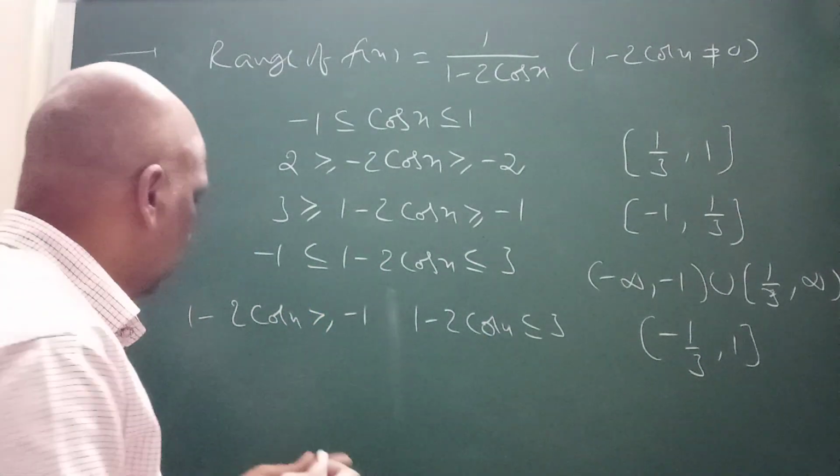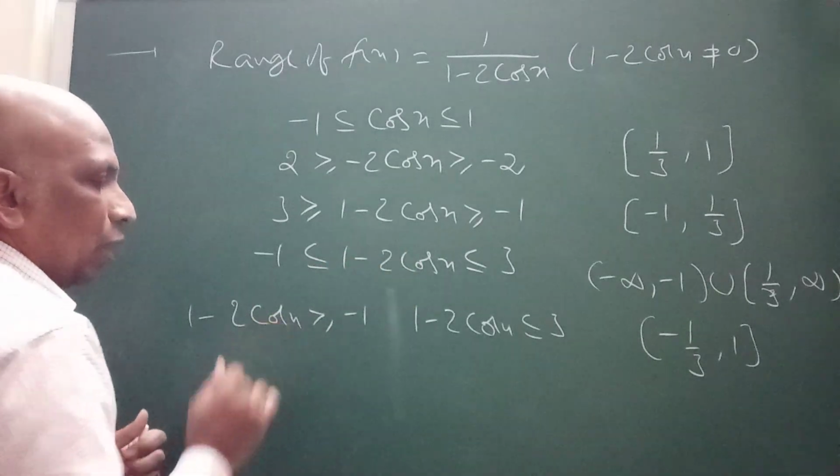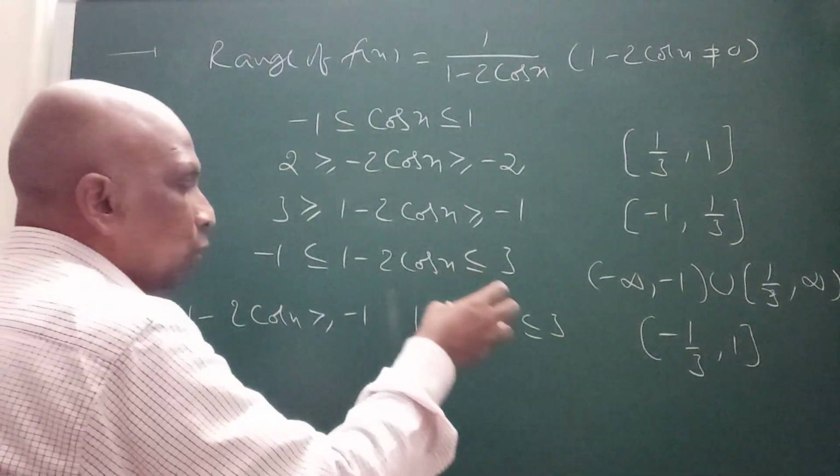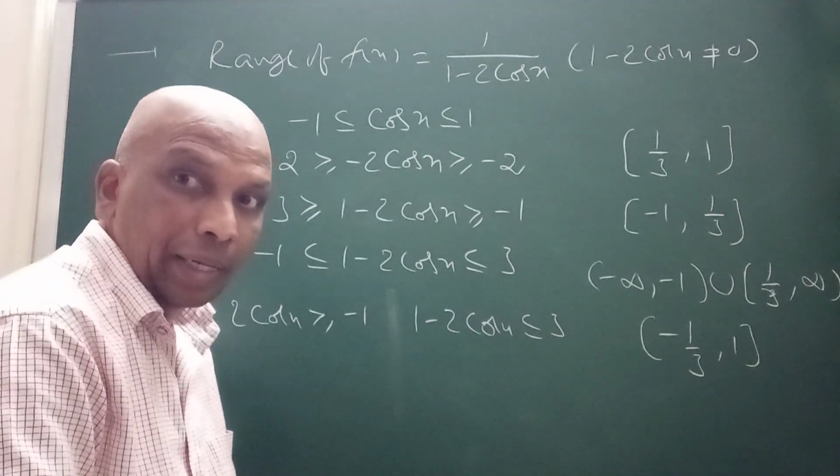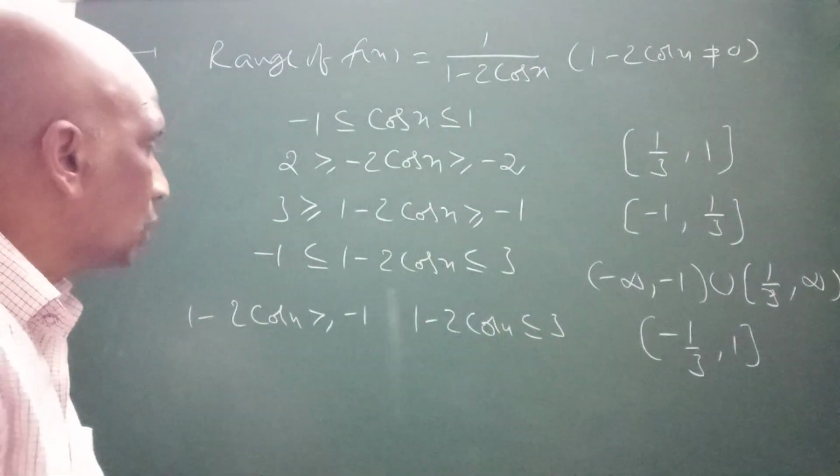In two ways I can split. I can write minus 1 less than or equal to 1 minus 2 cos x less than or equal to 3. I can write like that. Otherwise you can think about this one.